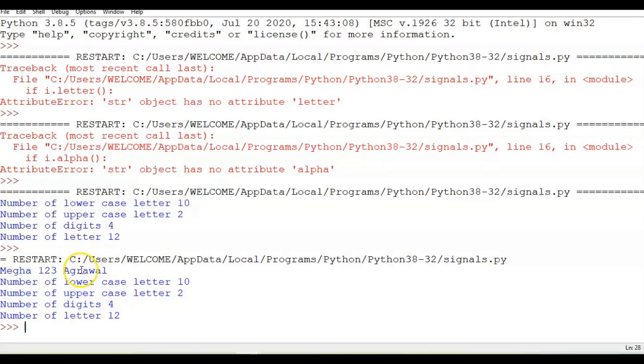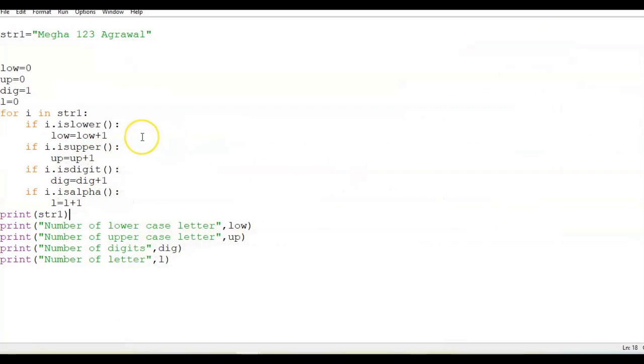So string is Megha123AGRAWAL, lowercase letters 1, 2, 3, 4, 5, 6, 7, 8, 9, 10, okay. Uppercase letters M and A. Number of digits are 1, 2, 3, and why is it coming as 4 here? And number of letters are 12. Okay, 1, 2, 3, 4, 5, 6, 7, 8, 9, 10, 11, 12. 12 are coming. So number of digits are 4. But we have total 3 digits, right? So some problem is there in this also.